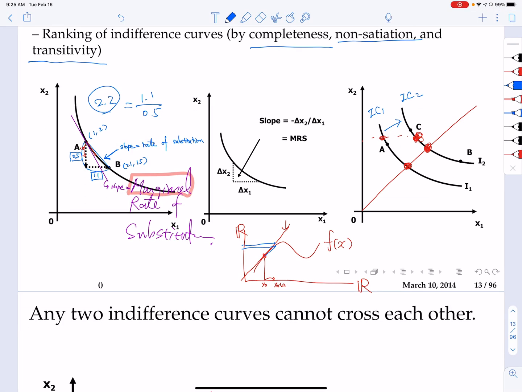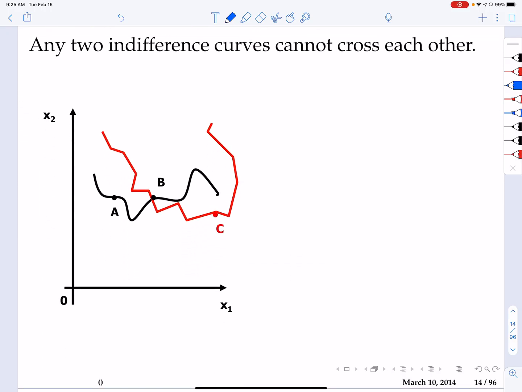So yeah, completeness means you can rank any two indifference curves. Non-satiation implies that the upper or right-hand side indifference curve gives you higher happiness. And from transitivity, we can prove that any two indifference curves cannot cross each other. The proof goes by contradiction.